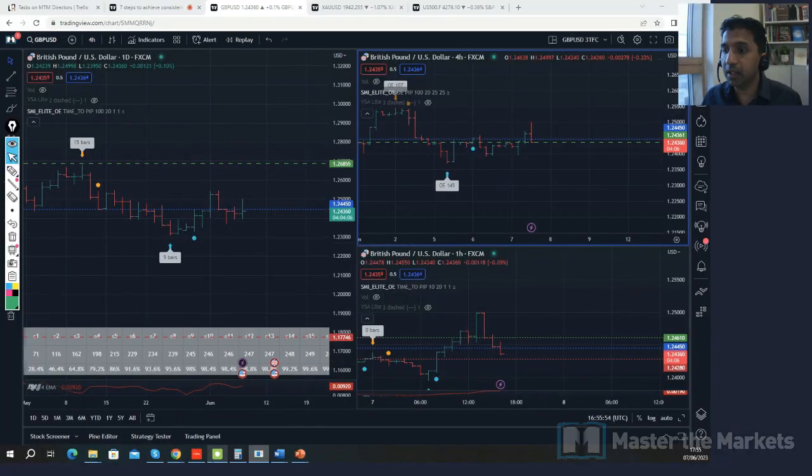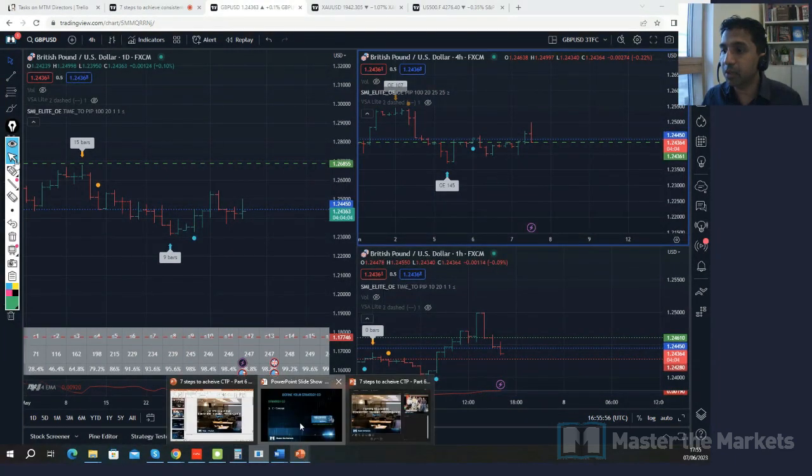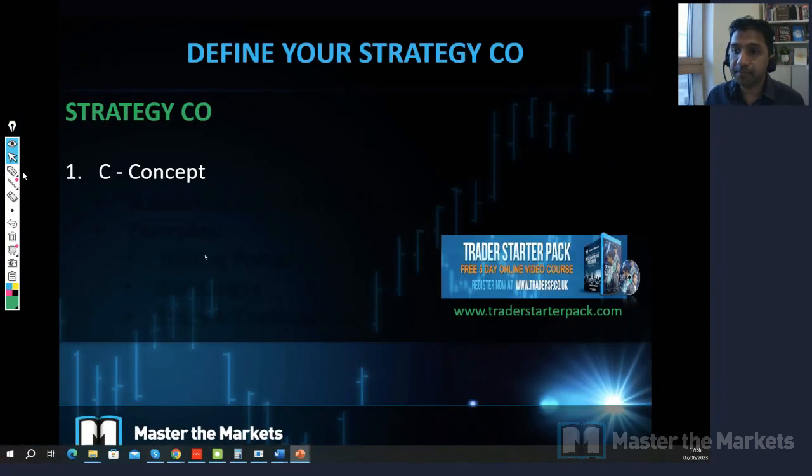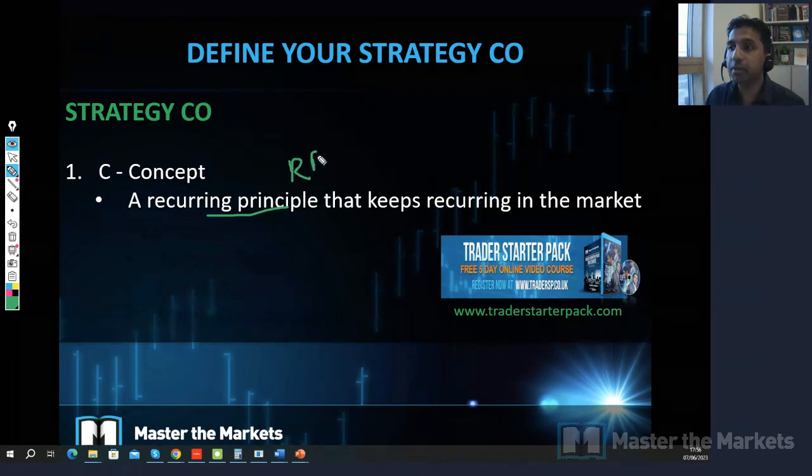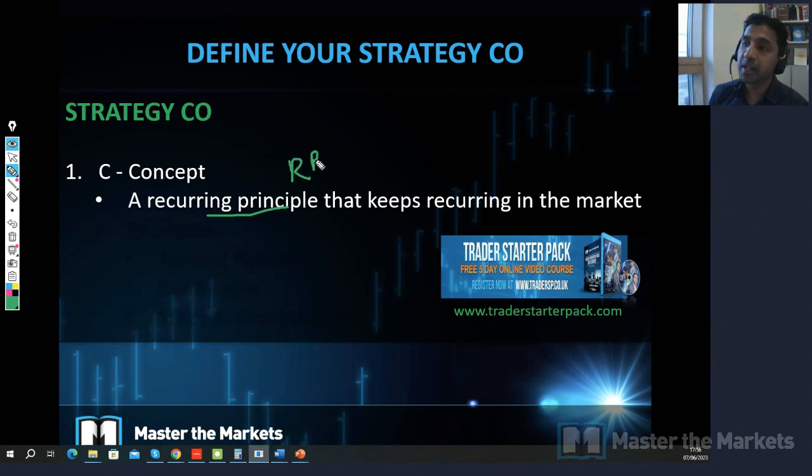Going back to here, if you take a look, in terms of our concept, what are the few different types of concepts that we can use for strategies? Okay, so let me give you some examples. One is, in terms of a concept, it's always got to be based on a recurring principle. Now, this is very important, traders. A recurring principle that keeps recurring in the market again and again and again, right? Now, why is that important?